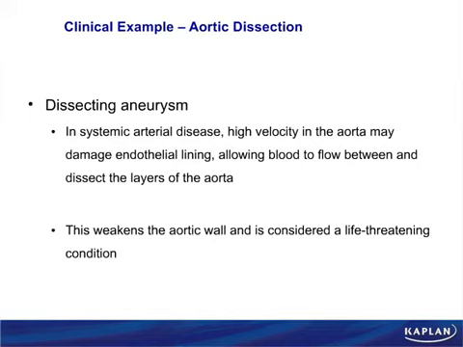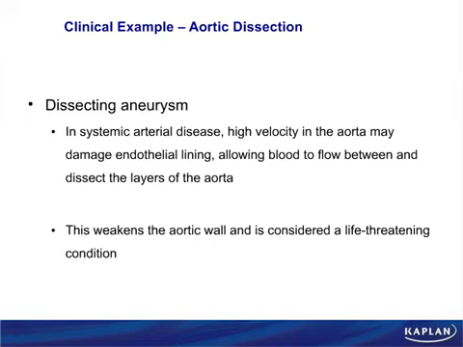In addition to an abdominal aortic aneurysm, we can also have what's called a dissecting aneurysm. So here's a clinical example of an aortic dissecting aneurysm. Systemic arterial disease, we get a very high velocity in the aorta because of the low cross-sectional area. Remember, as cross-sectional area falls, velocity goes up.